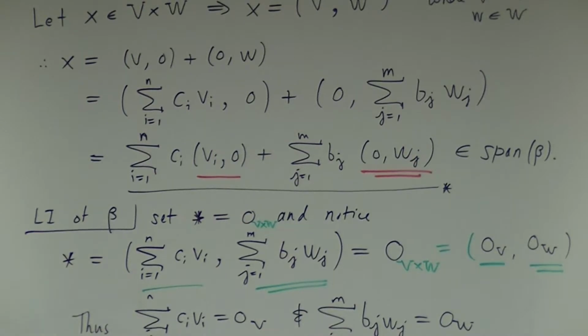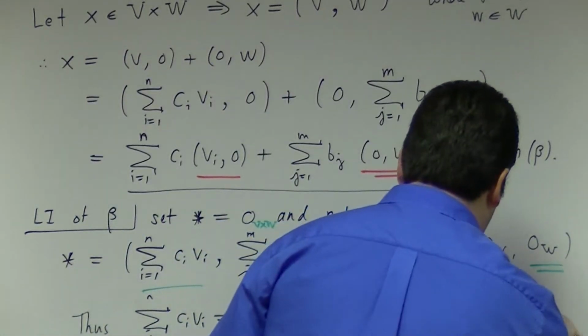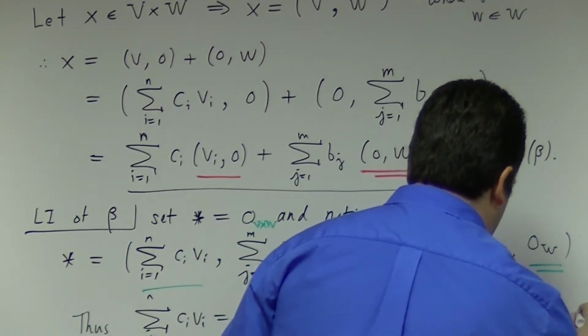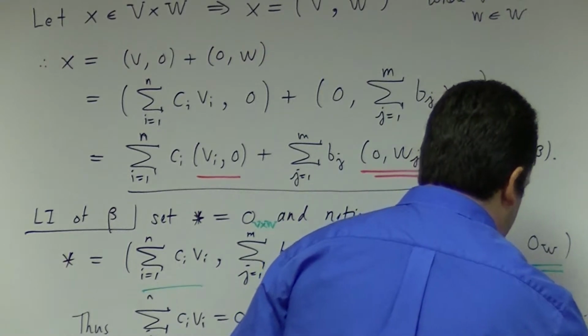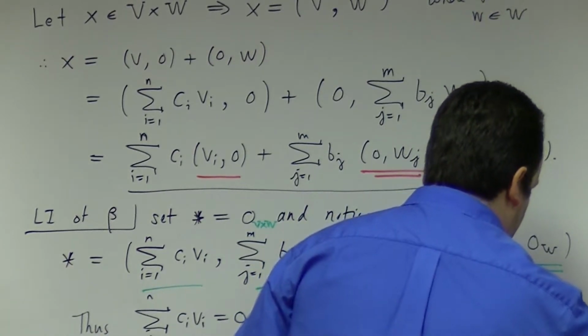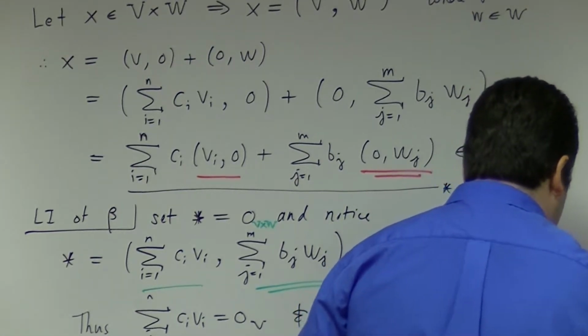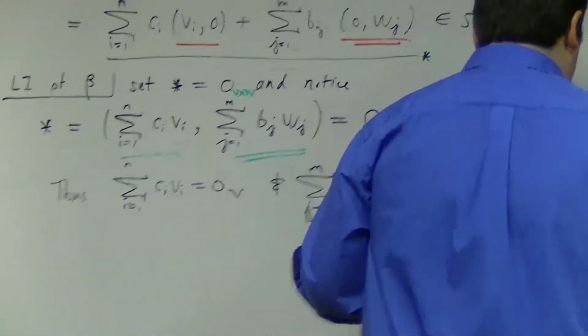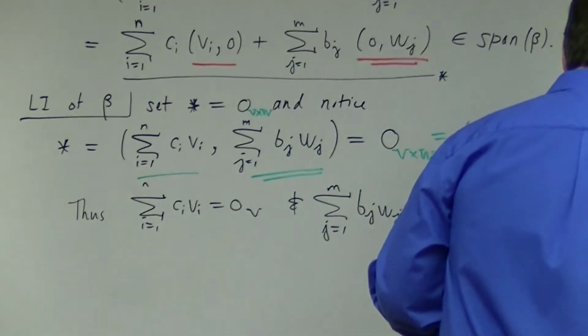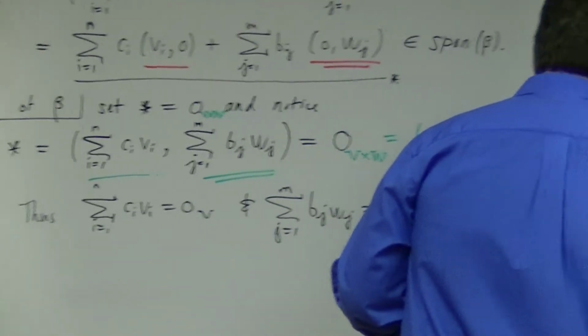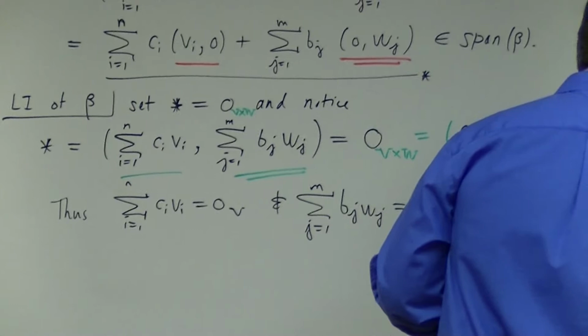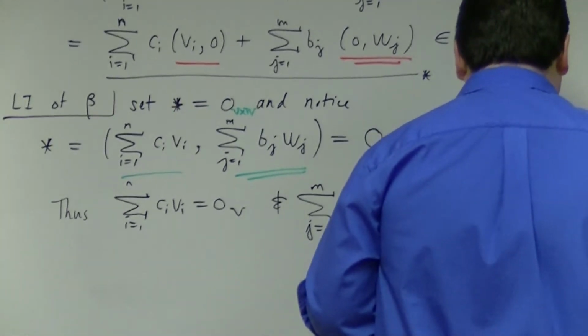Which implies c_1 equals ... equals c_n equals 0 and b_1 equals ... equals b_m equals 0 by linear independence of beta V and beta W respectively. Done.